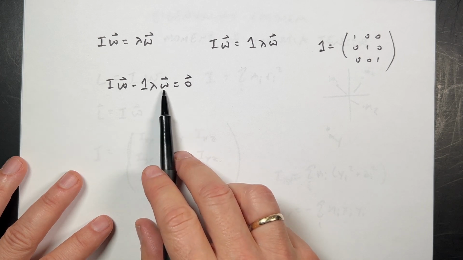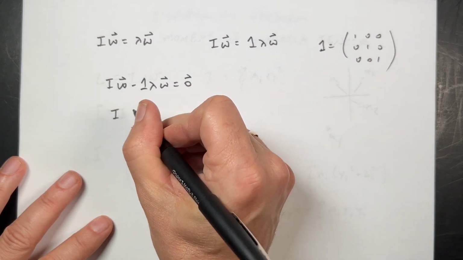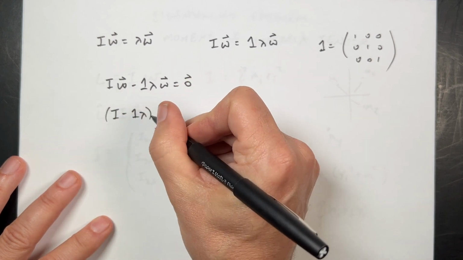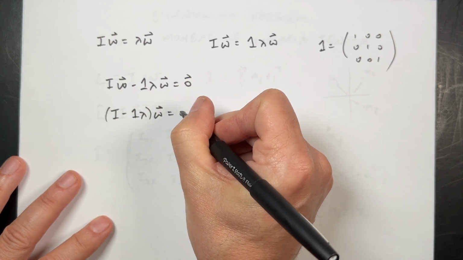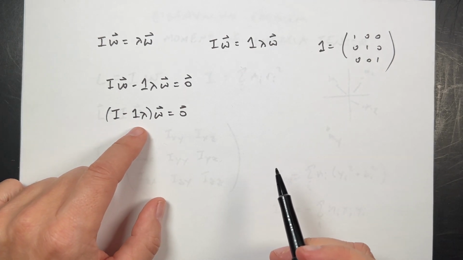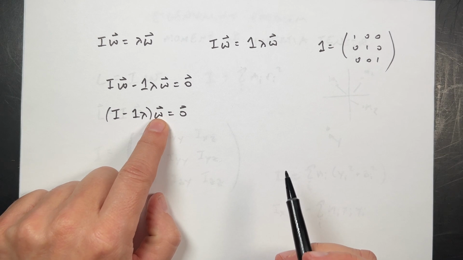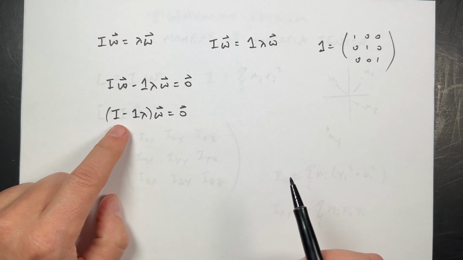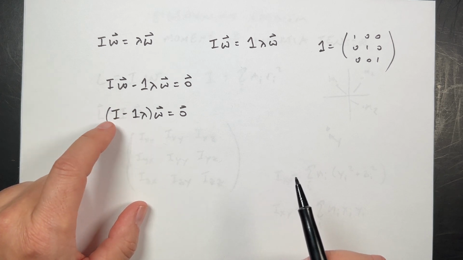Now I can actually factor out the omega, and I get (I minus 1 lambda) omega equals 0. This can only have a non-trivial solution. Of course, if omega is 0, this works, but that's trivial. We get a non-trivial solution if the determinant of this is 0.